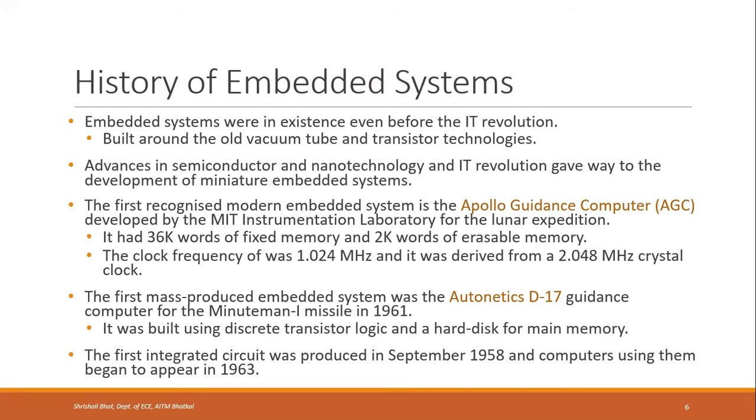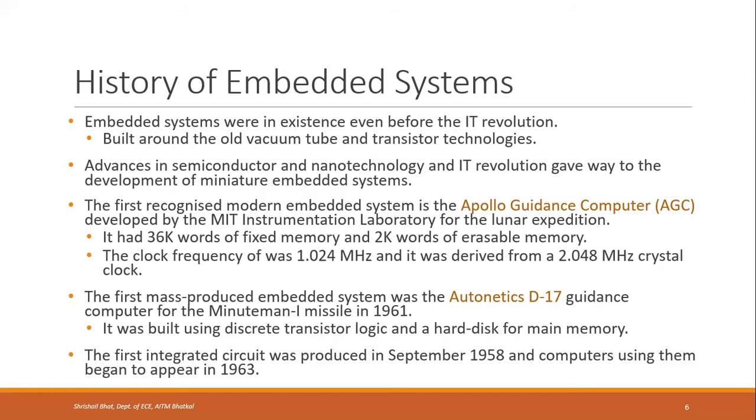The first recognized modern embedded system is the Apollo Guidance Computer, which was developed by the MIT Instrumentation Laboratory, which was used for lunar expedition, that is, which was sent to the moon. It had 36K words, 36 kilo words of fixed memory, which is a very small size, and 2K words of erasable memory. The clock frequency was 1.024 megahertz, which you can see is very less as compared to the gigahertz which is used now. And it was derived from a 2.048 megahertz crystal clock.